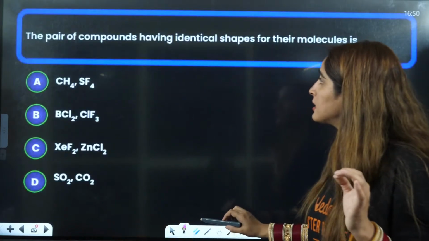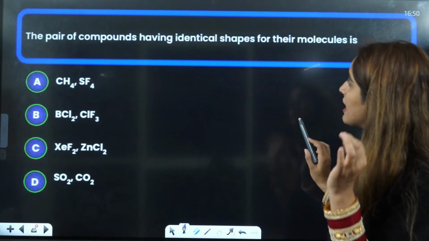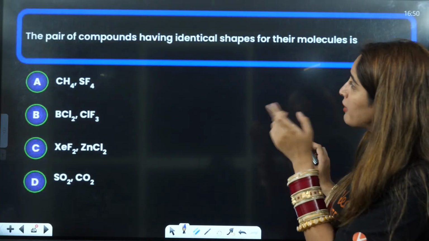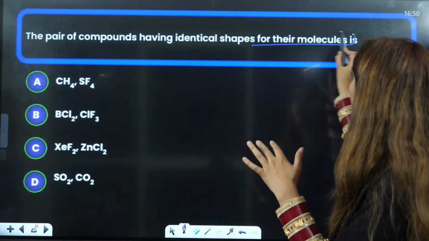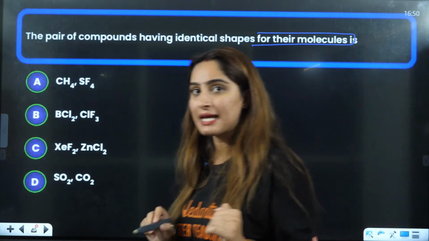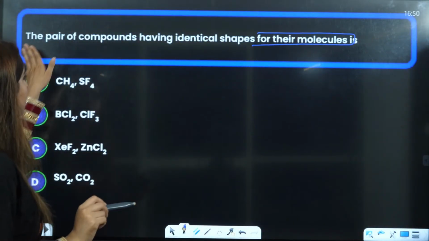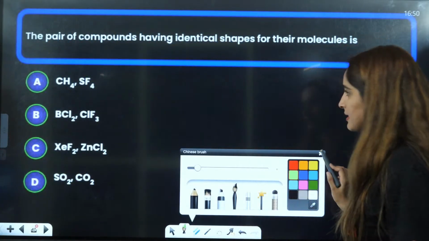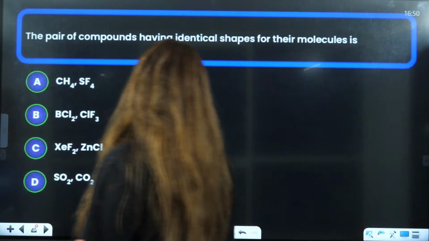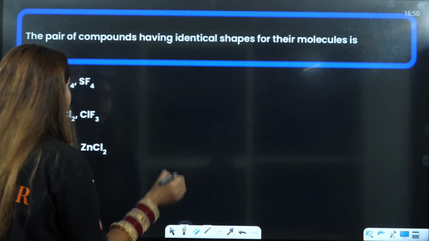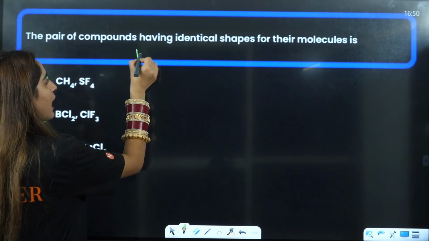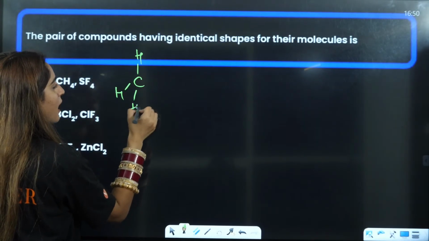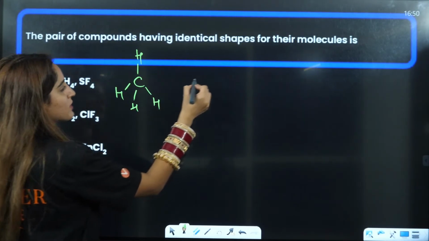Next is the pair of compounds having identical shapes for their molecules, right? If you can see, the formulas look similar here, but the shapes are different, right? So students, I'll directly write the shapes here. We know how to calculate this from hybridization. This is coming out to be CH4.